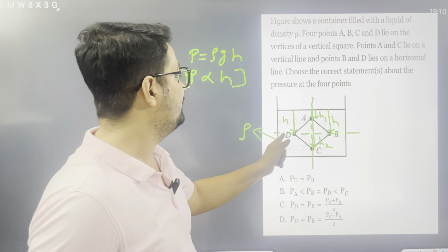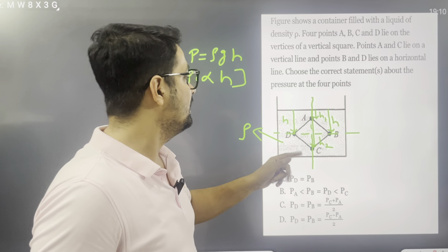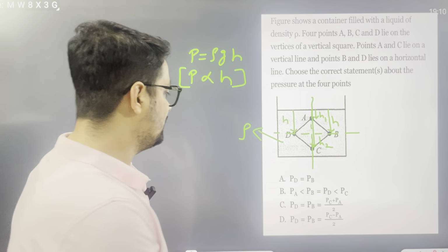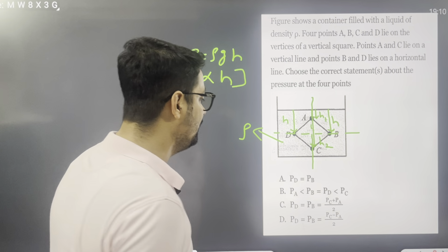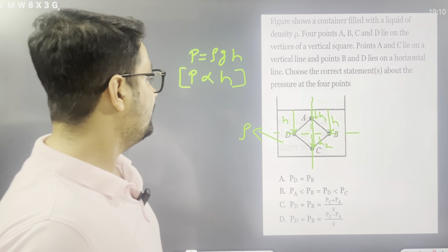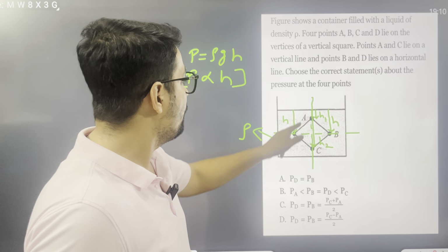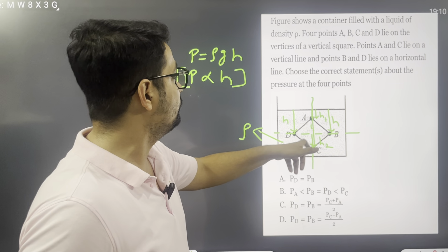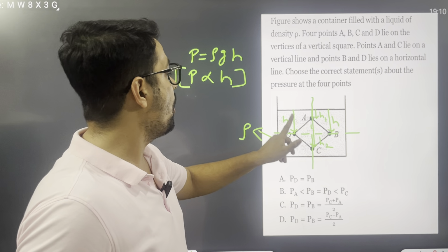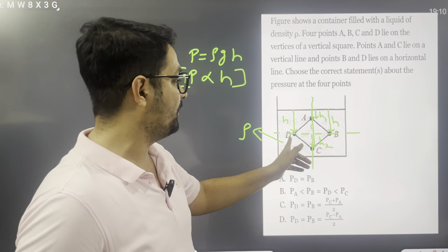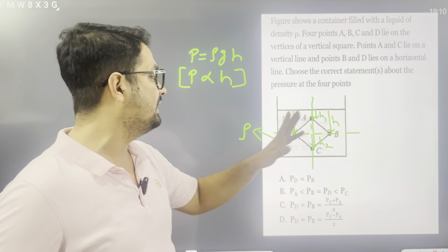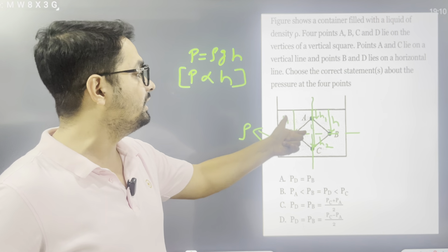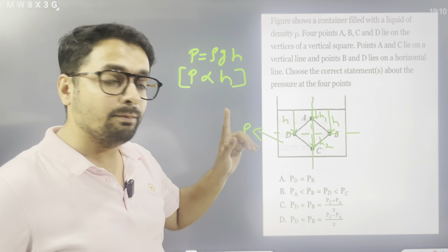So here you can see D and B are at the same depth. It means the pressure at point D and the pressure at point B will be equal. But here one more thing. What is the pressure at A? H1 depth. H1 is smaller than all other depths, so the pressure at A is smaller than all the pressures. Because point A is at depth H1, which is smaller than the other depths, point A has the minimum pressure.